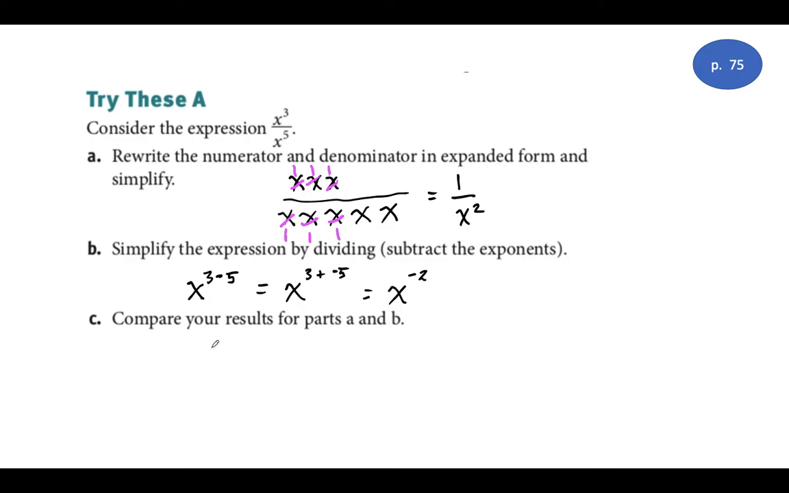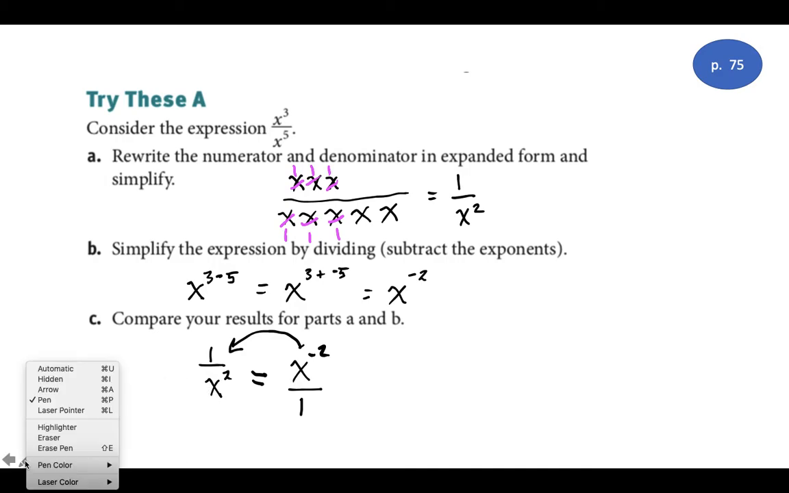Compare your results. On one of them, I have a positive exponent, but it's in the denominator. And on the other one, I have a negative exponent, but it is in the numerator. These mean the same thing. You're going to have to get rid of negative exponents. An expression is not considered fully simplified if it has any negative exponents. So you can't stop here. You have to change x to the negative 2 power into 1 over x squared to complete a simplification problem.